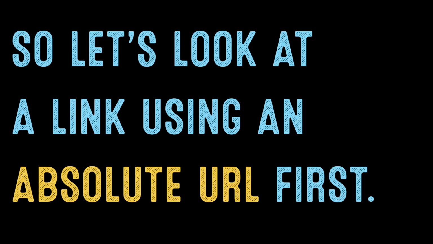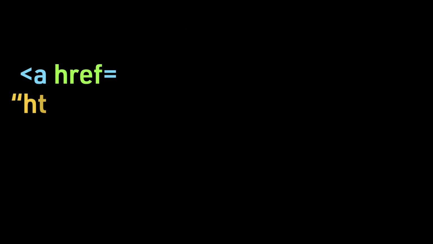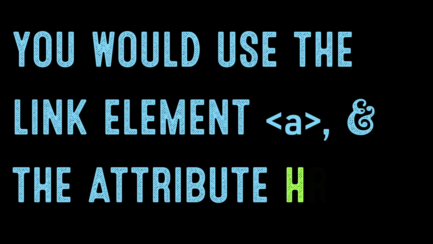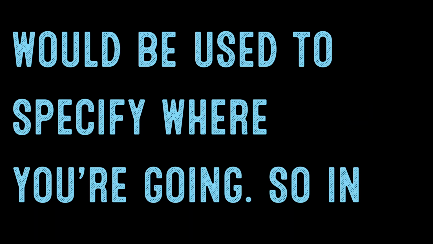The Daily Code Snippet. So let's look at a link using an absolute URL first. It would look like this: a href equals "https://www.websitename.com" in quotation marks, link text, and the a closing tag. You would use the link element a, and the attribute href would be used to specify where you're going.